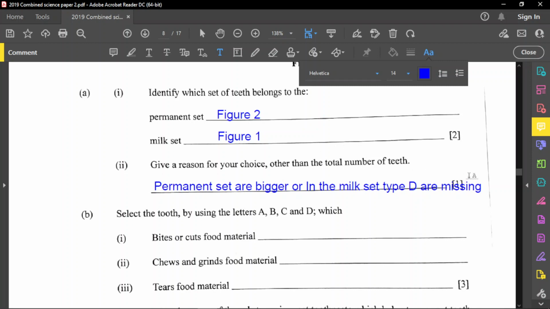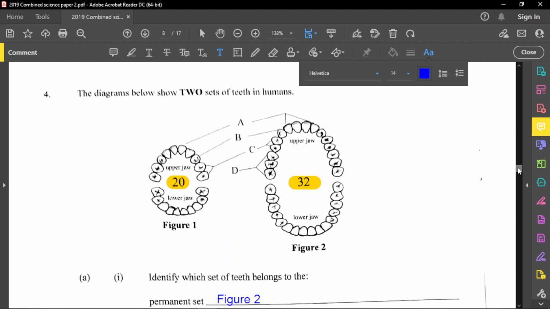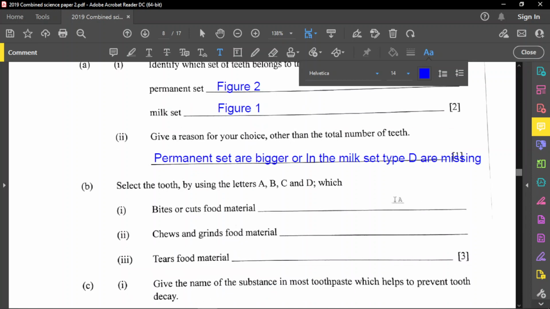All right, so there are 2 possible answers there, so one or the other. Now for part B, it says select the tooth by using letter A, B, C, or D, which bites and cuts food material, so which is a cutting tooth. And cutting teeth, those are called the incisors. Incisors are the chisel-shaped teeth used to cut, and those are A. So that's A right there.